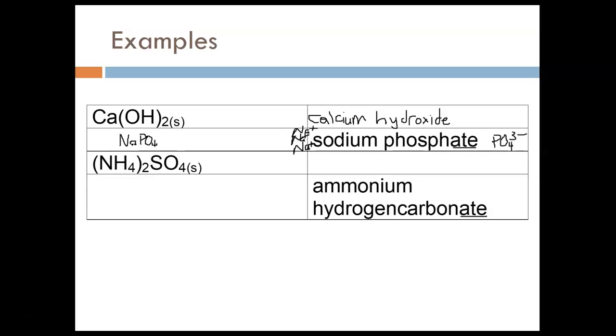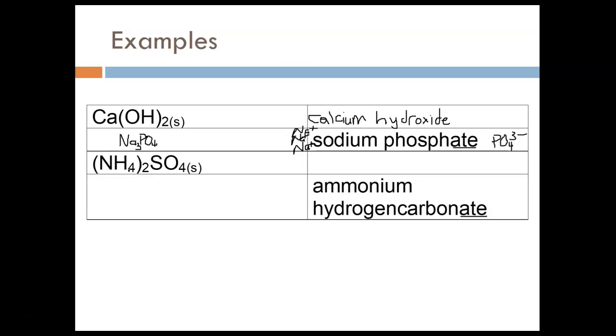Oh, and I forgot that there are 3 sodiums. I don't need parentheses around the phosphate because there's only one of them. If there's more than one of them, like there is up here or there is here, then you need those parentheses.